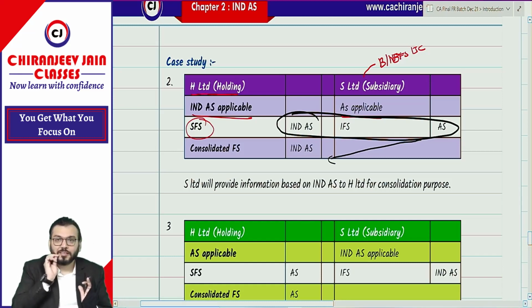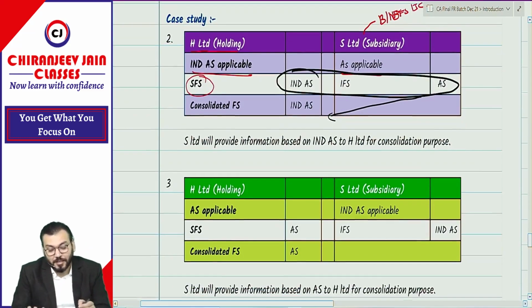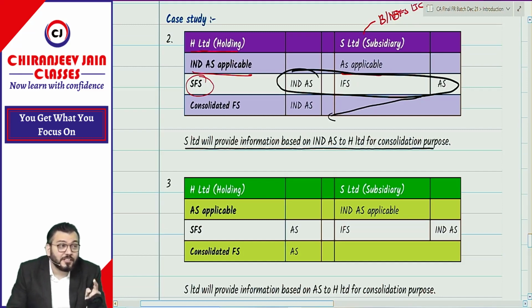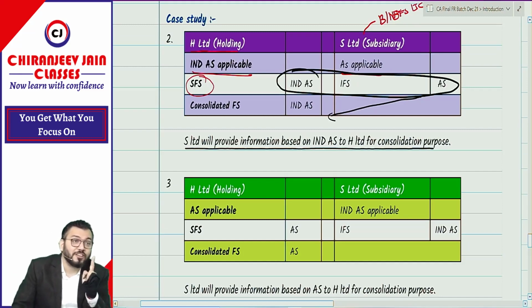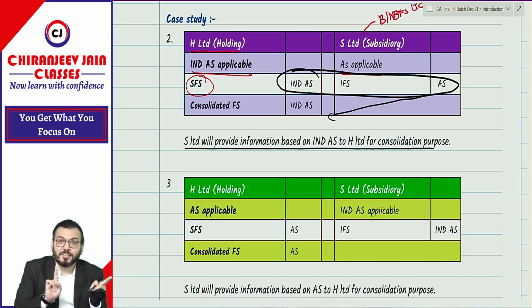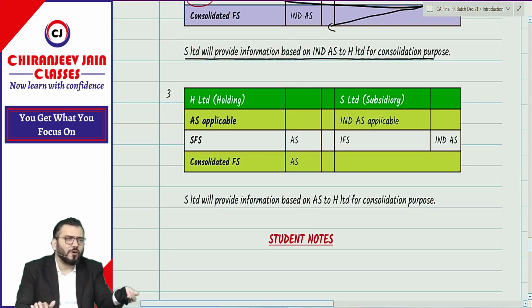Practically, all these companies are voluntarily adopting it. Understood? So S Limited will provide information based on Ind AS to H Limited only for consolidation purpose, not for reporting purpose. These are two different terms I am using. Understood?